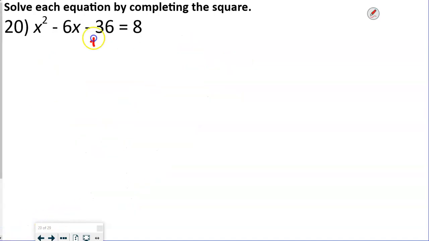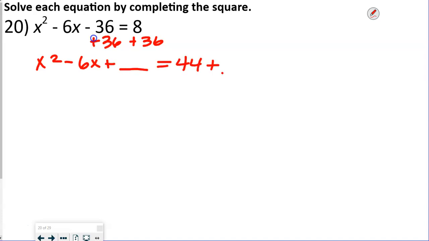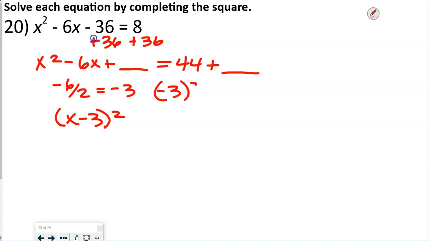for this next problem, we're going to add 36 to both sides. So that's going to give us x squared minus 6x plus blank equals 44 plus blank. Divide the negative 6 by 2. That gives us negative 3. That's what we're putting down here in our parentheses. Then we're going to do the negative 3 squared. That's going to give us 9. That's what we're putting back up here in this blank. 44 plus 9 is 53, right? So that's equal to 53.